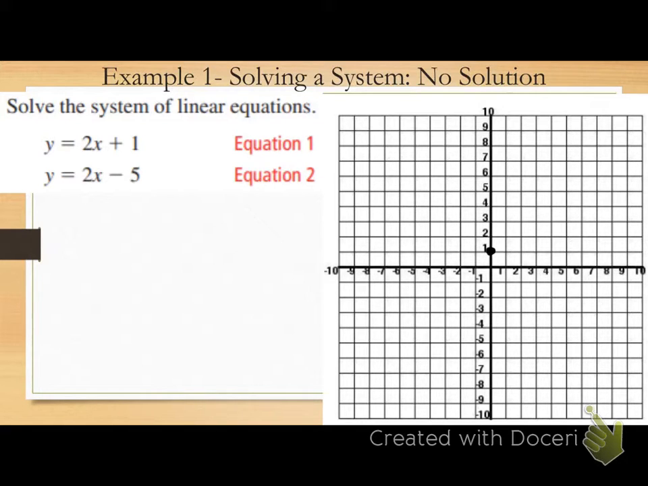What's my slope here for the first equation? 2 over 1. So which two directions am I going, and how many units? Up 2, right 1. Down 2, left 1, from my y-intercept.